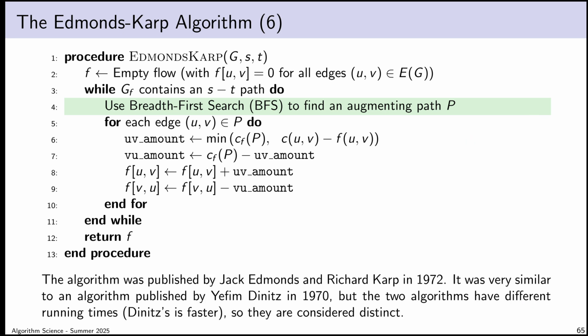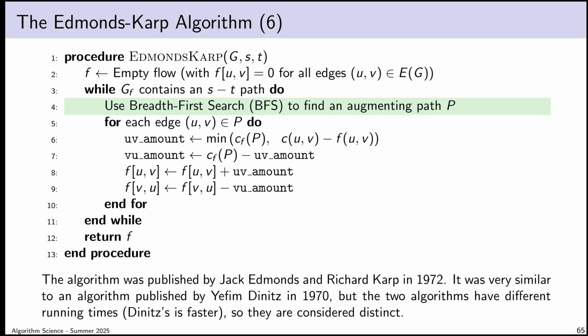Now, the Edmonds-Karp algorithm is named after Edmonds and Karp, and they published the algorithm jointly. So there's no need to argue about whether we should call it the Edmonds algorithm or the Karp algorithm. They wrote one paper together. So pretty clearly, as far as the two of them are concerned, they can share joint credit. Their publication was in 1972.